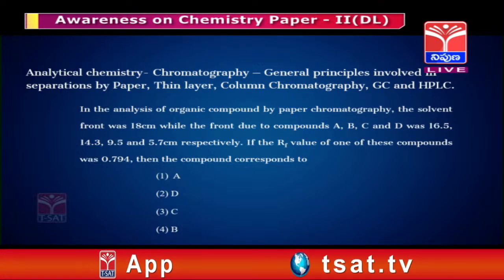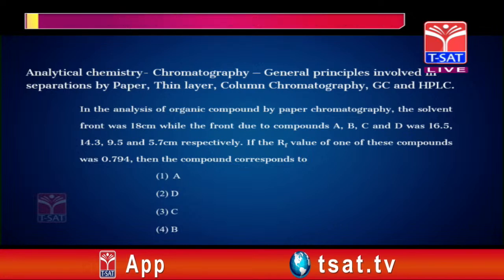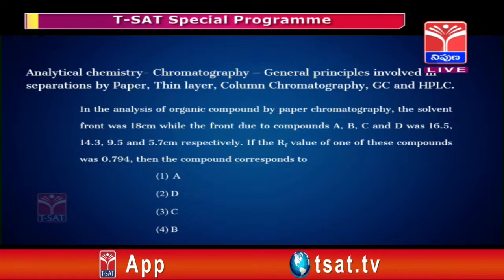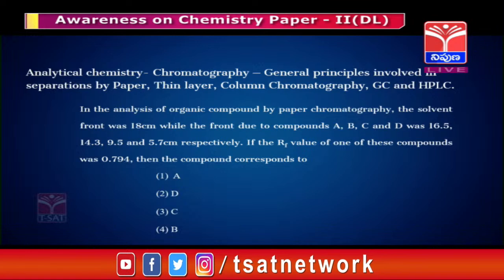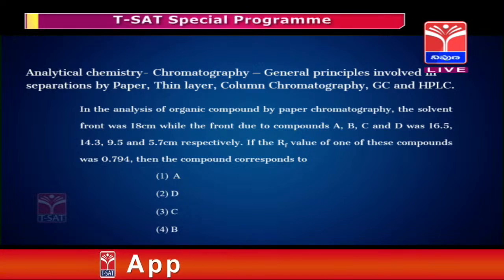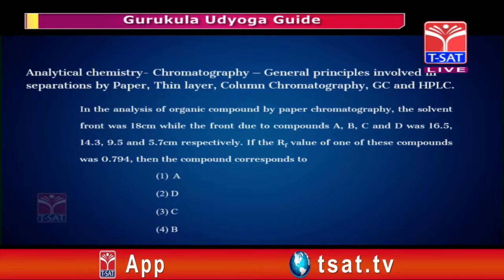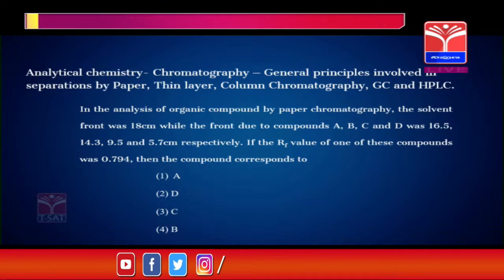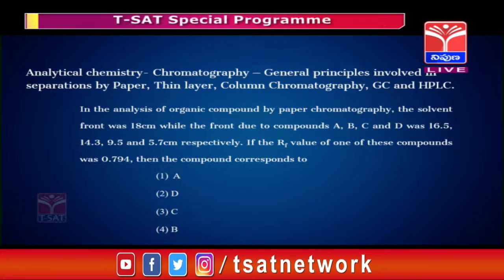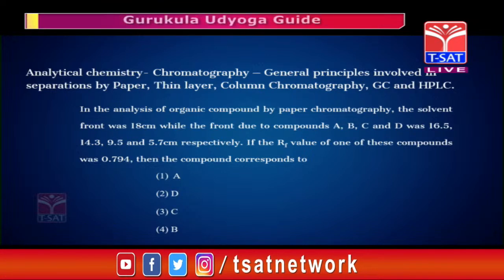So, distance travelled by the compound divided by the solvent front is equal to RF. So, RF into solvent front is nothing but the distance travelled by the compound. Like that if you calculate, RF is 0.794 into solvent front is 18, then 14.3 will be the answer. So, 14.3 corresponds to which compound? Compound B travelled 14.3 centimeters. So, compound B means option 4.